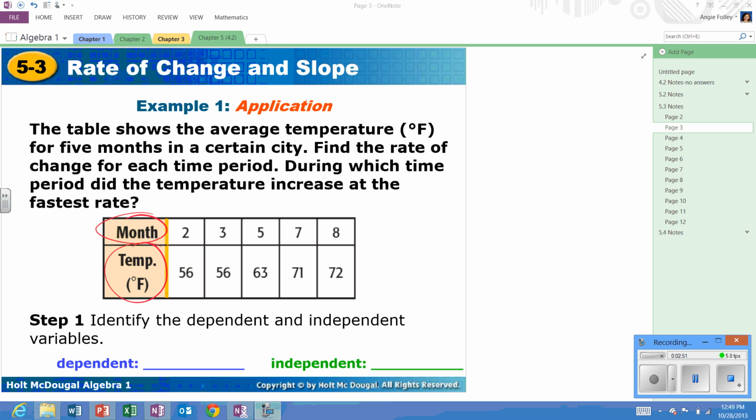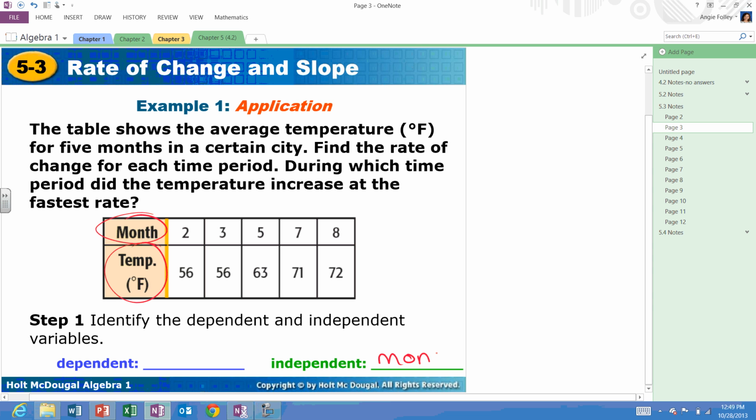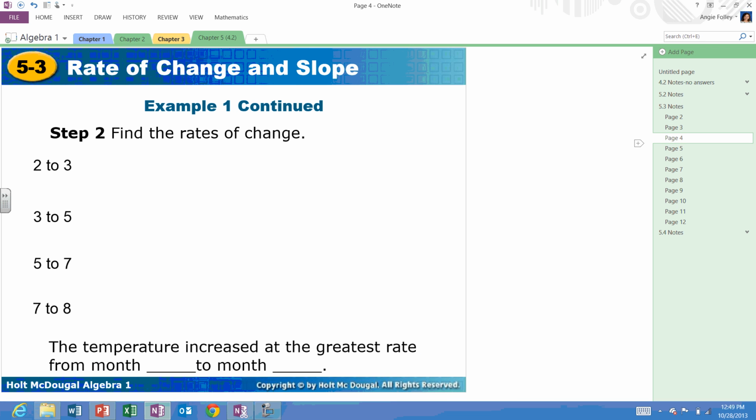So our independent variable is the one that can stand alone, the one that does not depend on anything else. So those are your months, because those don't depend on anything else. And then obviously what's left are your temperatures, but you can think about it this way. The temperatures depend on what month we're in. That's why it's the dependent. So now we're going to find the rates of change. And remember, our rate of change is equal to the change in our dependent, so our change in y, over the change in our independent.